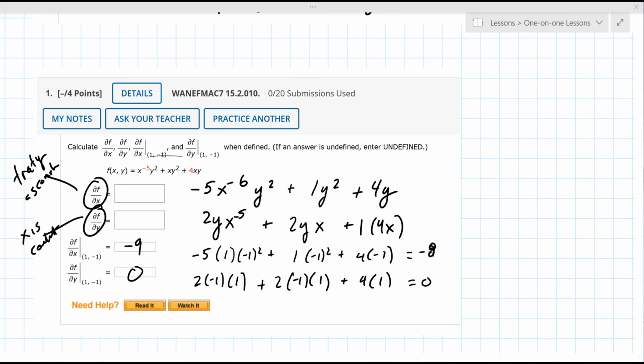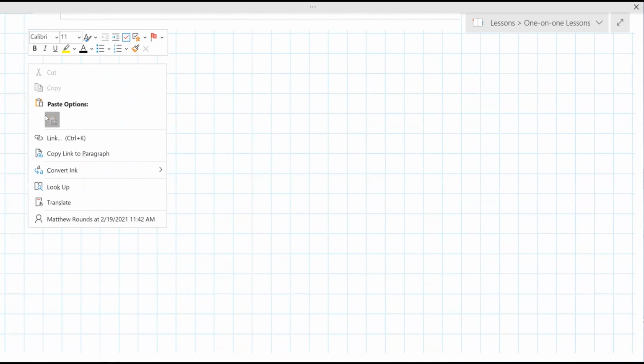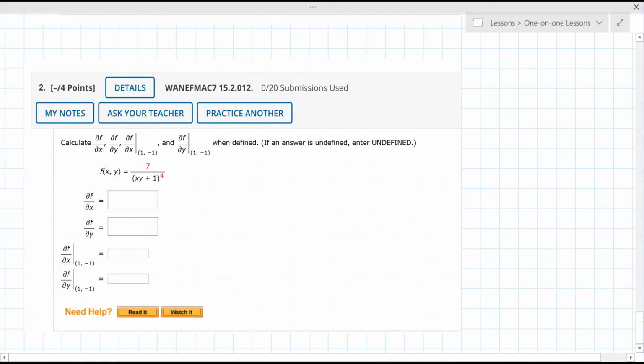All right, number 2. We're going to rewrite number 2 once I get it snipped in so you can see how to do this. I guess the first one said undefined as a possibility. Just to remind you, undefined occurs when you divide by 0. So we'll see if that happens here.